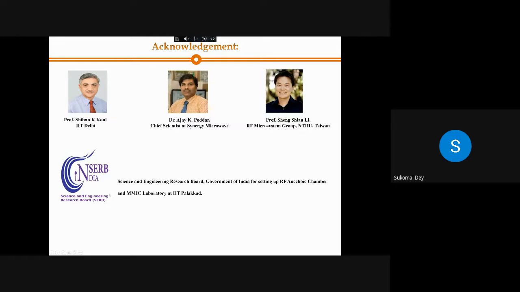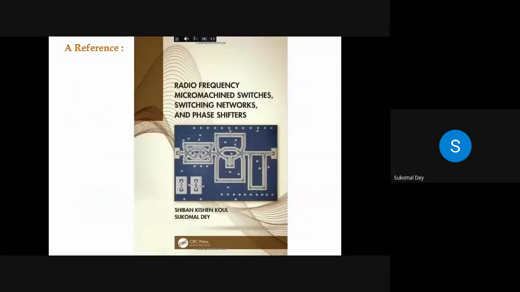And in the end, I would like to thank my sponsor, the Science and Engineering Research Board. With their help, we developed an RF anechoic chamber and a MEMS laboratory at IIT Palakkad. And most of the information I just shared is available in this book. This book talks about how to improve reliability, how to design switches, different kinds of high-end switching networks, tunable phase shifters, reconfigurable phase shifters, and others.